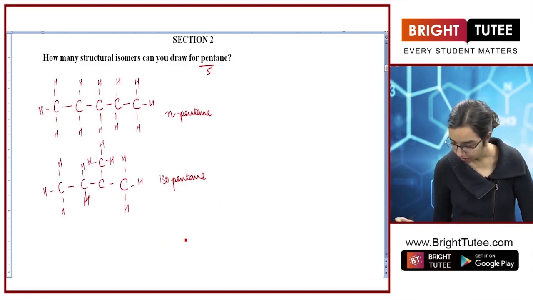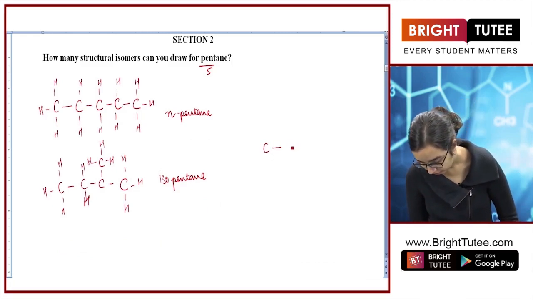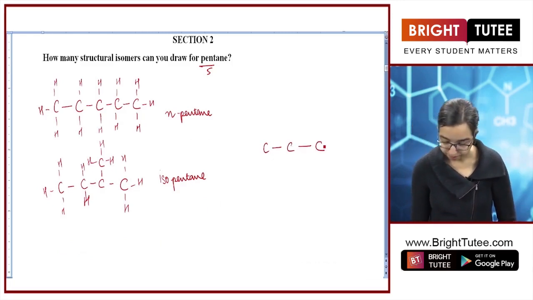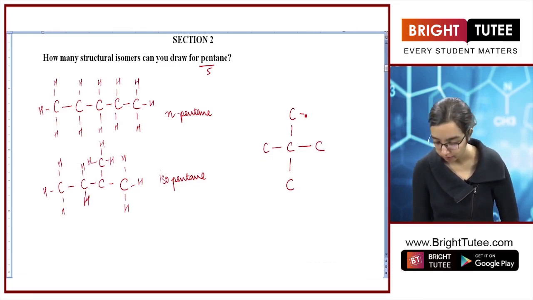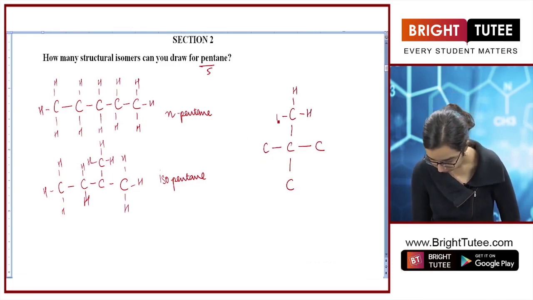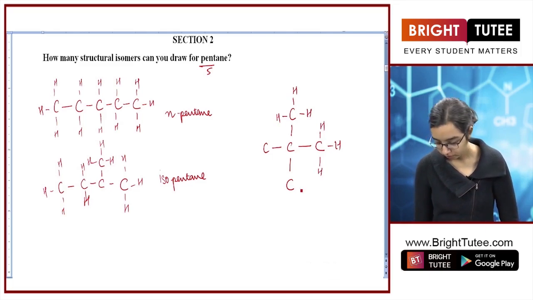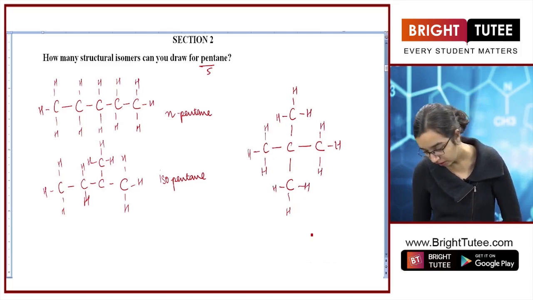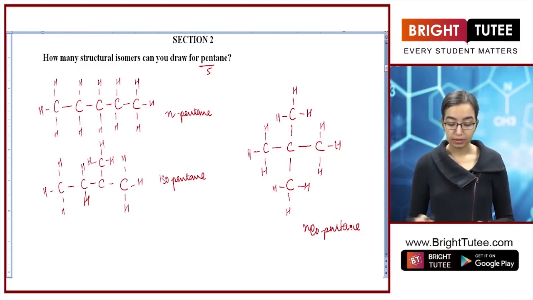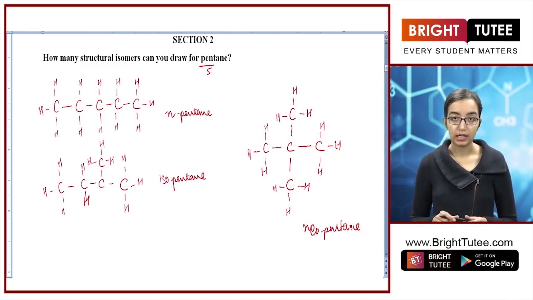The third form, I'll draw it here, will have 3 carbon atoms and 2 other carbon atoms on the middle carbon. That is the basic structure, and you fill the remaining valencies with hydrogen. This form is called neopentane. Now these are the different ways in which pentane can exist in nature. These are all the isomers of pentane.